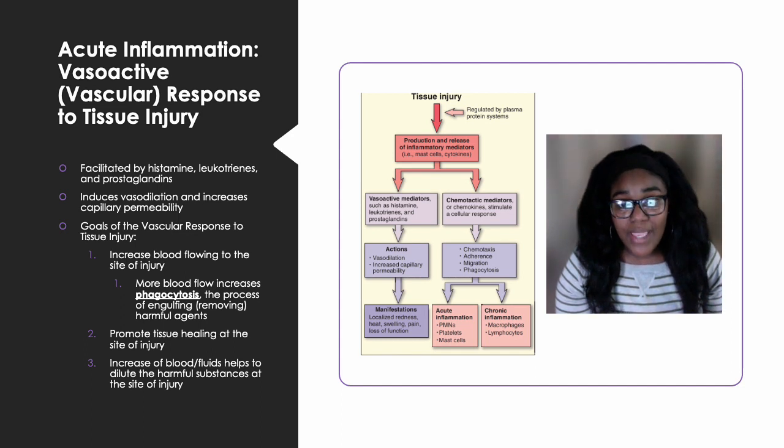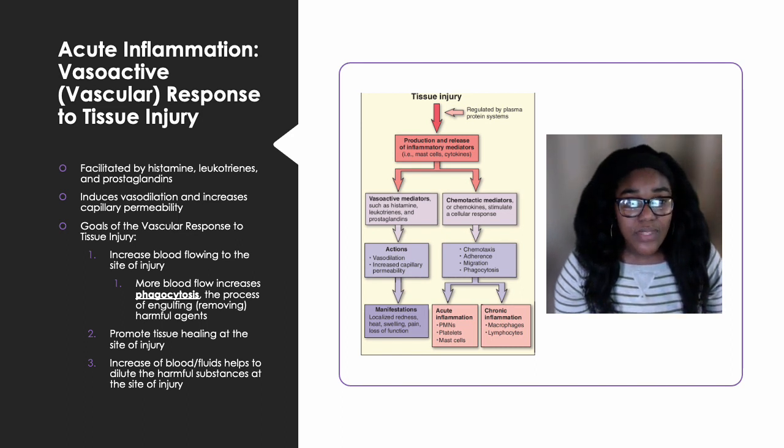We have leukotrienes that are produced by leukocytes, which is a type of white blood cell. And again, these are circulating as a response to that inflammatory activator. We also have prostaglandins, and those are another type of compound, and they specifically help with clotting formation at the site of injury.